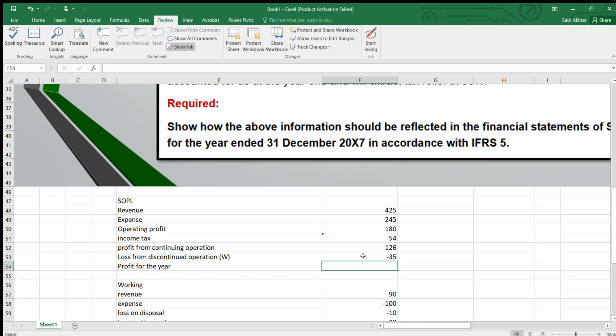And then we are going to write the profit for the year. Just use the sum function. Take this to 91. So this is the profit for the year. And this is how you have to present your loss or profit from discontinued operation, right after profit or loss from continuing operation.